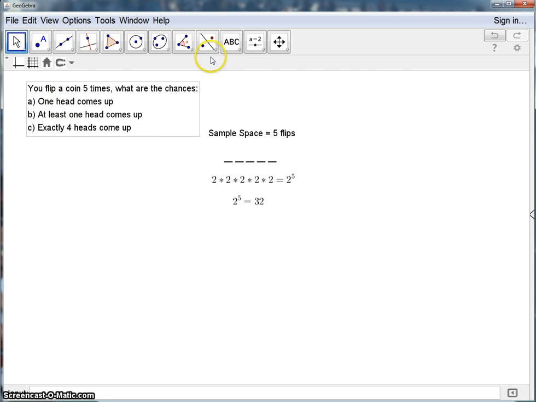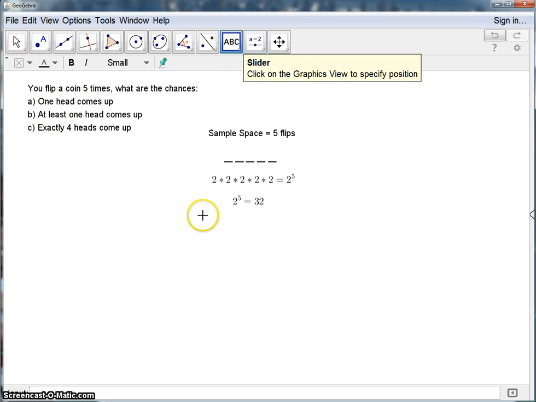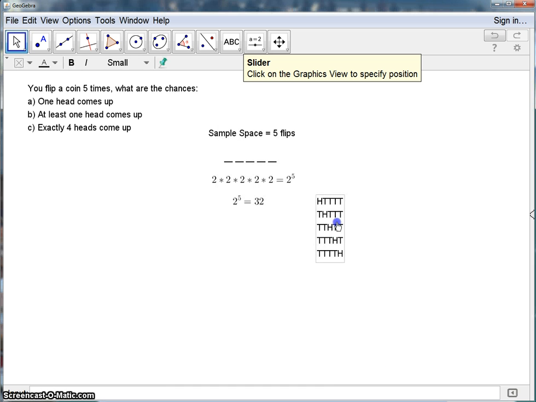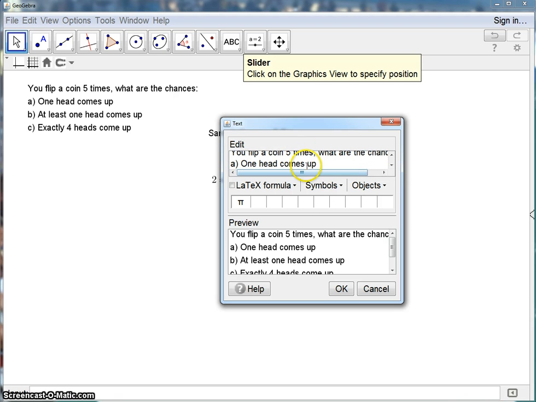For one head coming up, quickly, the options would be head, tail, tail, tail, tail; tail, head, tail, tail, tail; tail, tail, head, tail, tail; tail, tail, tail, head, tail; and then tail, tail, tail, tail, head. Those are all the different ways that exactly one head could come up, right? Let's just change this quickly so it says exactly, because it needs to be particular.